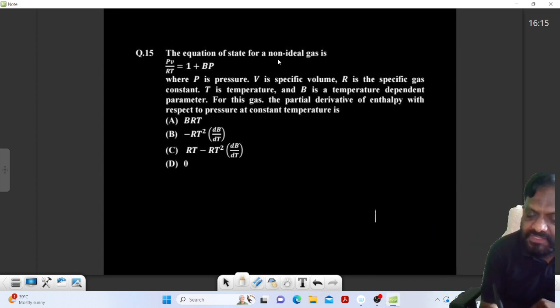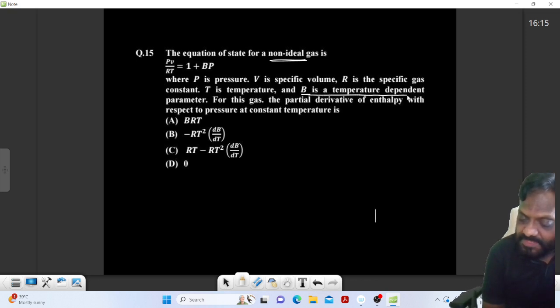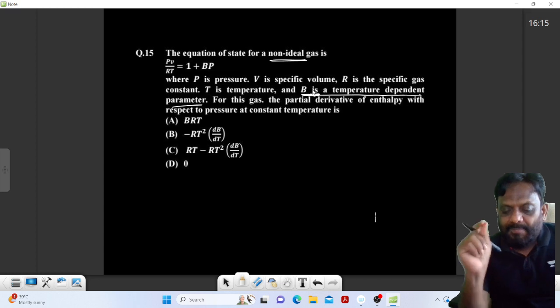The equation of state for a non-ideal gas is given. PV by RT is equal to 1 plus BP, where P is the pressure, V is the volume, of course specific volume, R is the gas constant, T is temperature. B is not constant. B is a temperature dependent parameter. Please note down that B is a temperature dependent parameter.